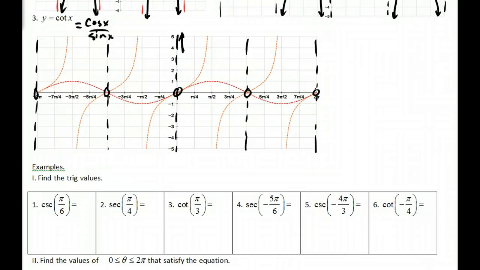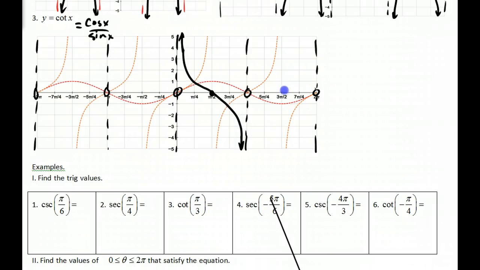And then also, if I look over here, these are negative values, so similarly, I'm going to have this, but going off to negative infinity. Now, what happens in between? Well, since I'm doing cosine over sine, the cosine at pi over 2 is 0. So 0 divided by 1, the sine function's 1, is going to give me 0. So when I graph this, this is going to look like this.